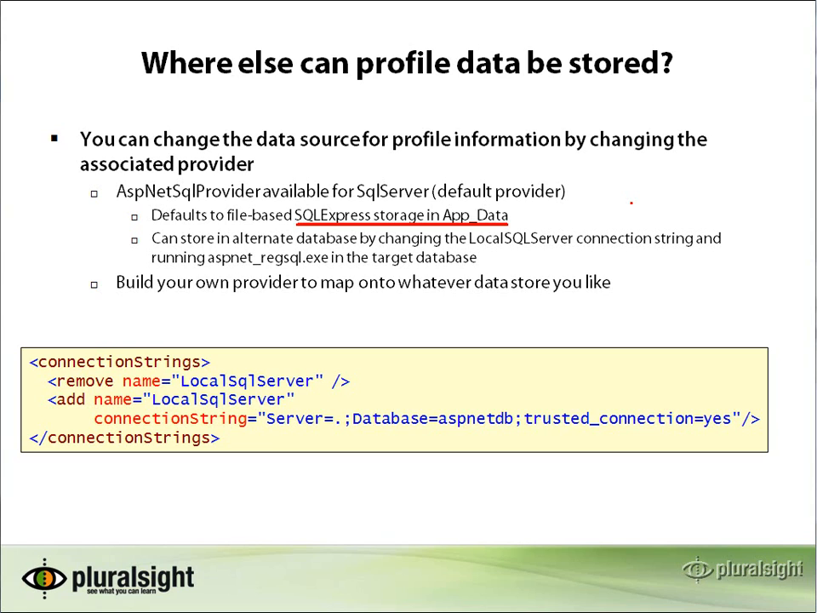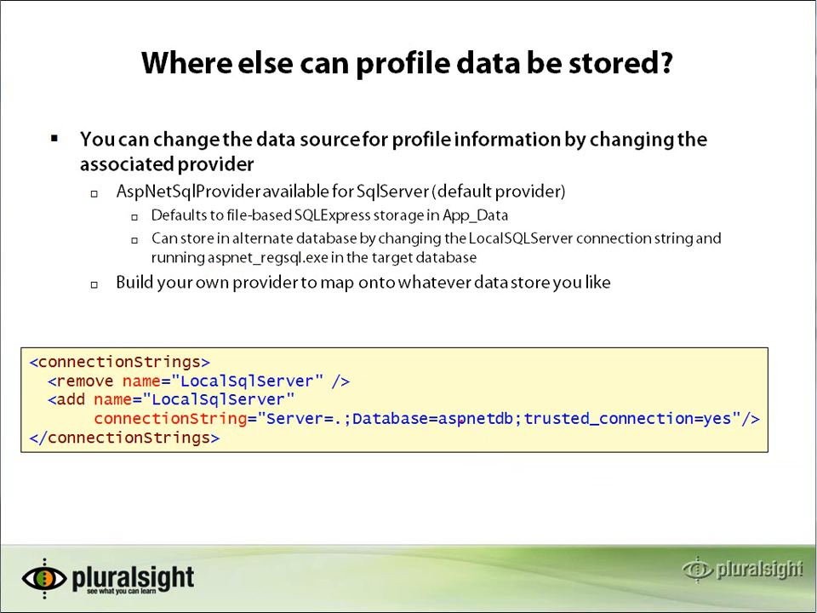So to do this, you first of all need to prepare a database to store the information. And we're going to revisit that utility that I showed you earlier, ASP.NET Reg SQL, to populate the target database with the correct schema. And then you need to point profile to your new database. The simplest way to do it is to go into your connection string settings, take out the local SQL Server connection string, which is the connection string that's used for all of these ASP.NET database related features, including profile and membership and web parts, and point it to your new database.